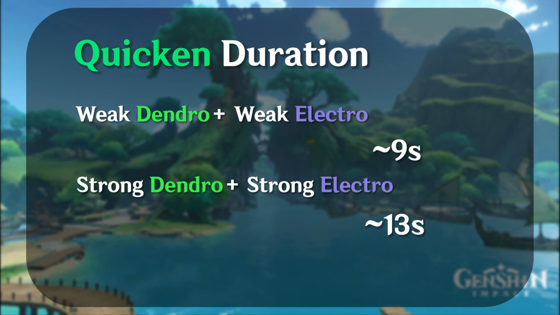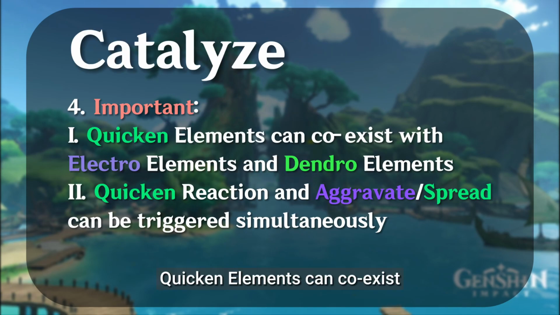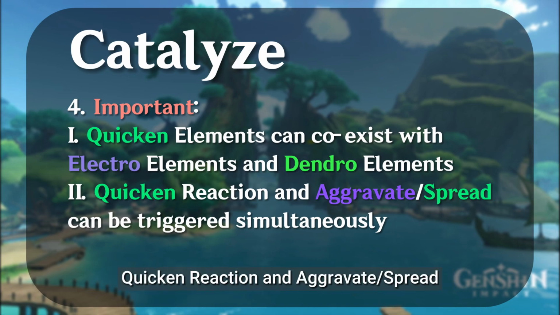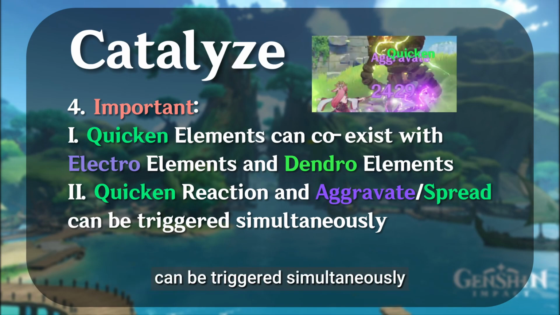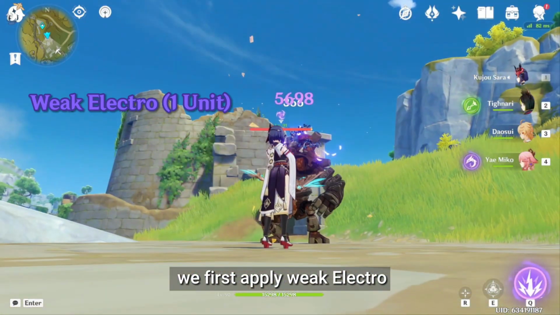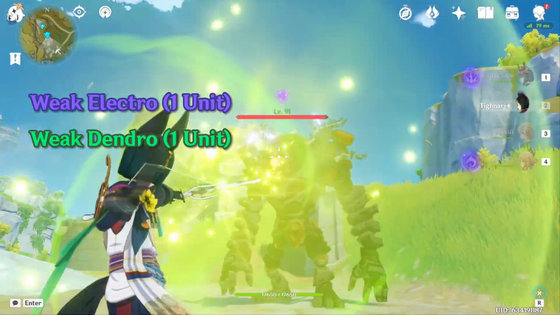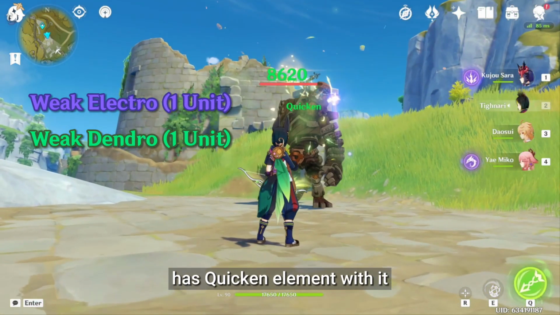and keep it running. Next, Quicken elements can coexist with Electro elements and Dendro elements. Quicken reaction and Aggravate Spread can be triggered simultaneously. Here, we first apply weak Electro with Cyrus' charge attack, then apply weak Dendro with Tinali. Now the Ruin Guard only has Quicken element with it.